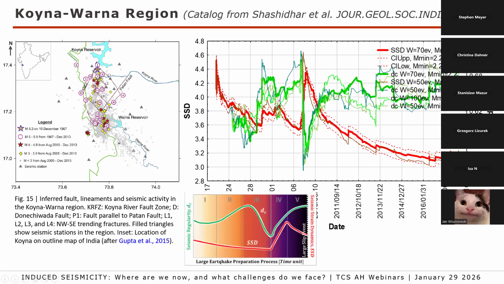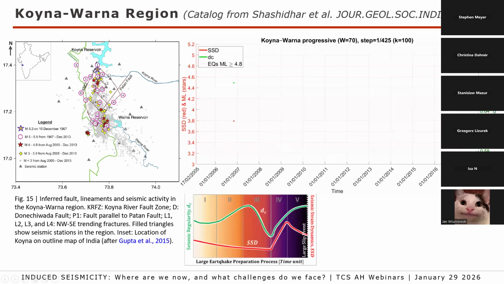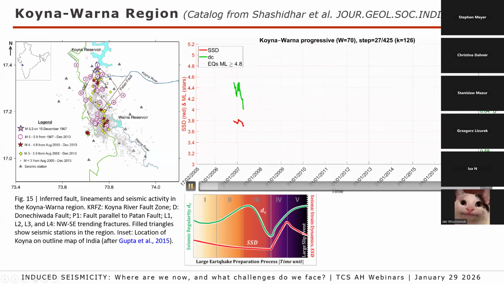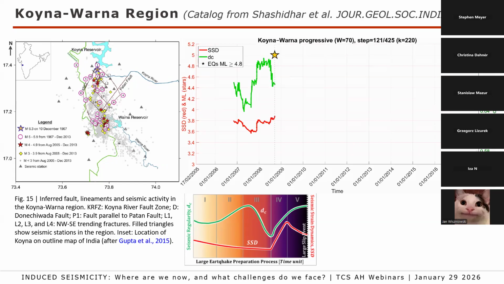But during the presentation and discussions in India, one colleague asked me how it would be when we apply this procedure in progressive mode. And here I prepared it for him, and here you can see how it would look when we recalculated this every time a new earthquake would occur. The shape is very similar, almost the same.